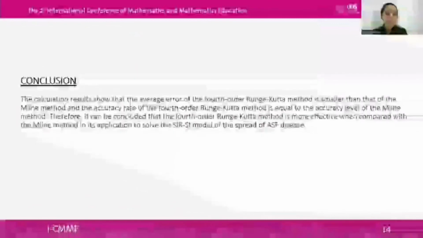We come to the last stage, which is the conclusion. The calculation results show that the average error of the fourth-order Runge-Kutta method is smaller than that of the Milne method, and the accuracy rate of the fourth-order Runge-Kutta method is equal to the accuracy level of the Milne method. Therefore, it can be concluded that the fourth-order Runge-Kutta method is more effective compared with the Milne method in its application to solve the Crc model of the spread of ASF disease.